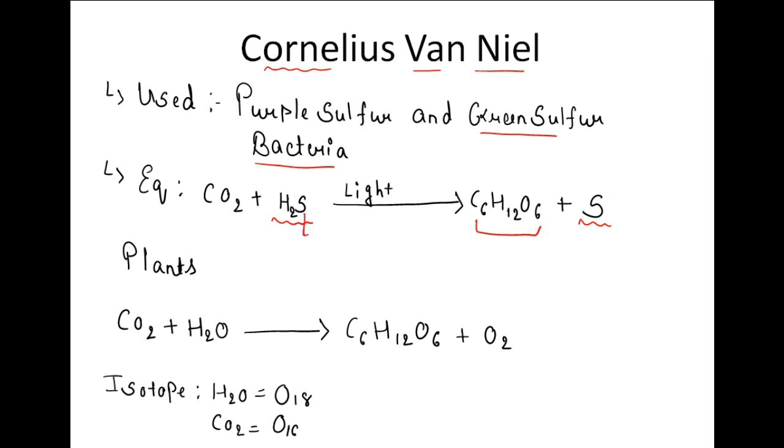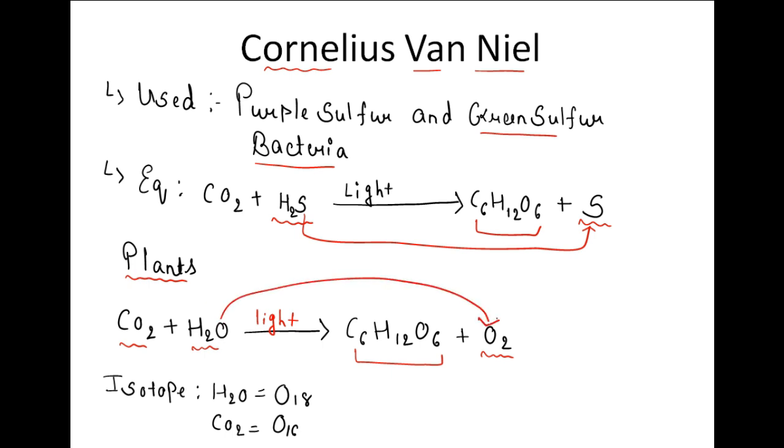This was his experiment. But in the case of plants, the reaction is carbon dioxide plus water in the presence of light, giving C6H12O6 glucose, and the byproduct was oxygen. This oxygen comes from the water. This was his conclusion from the previous experiment using purple sulfur and green sulfur bacteria.